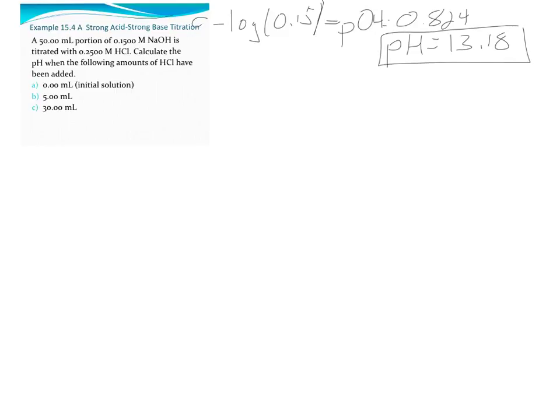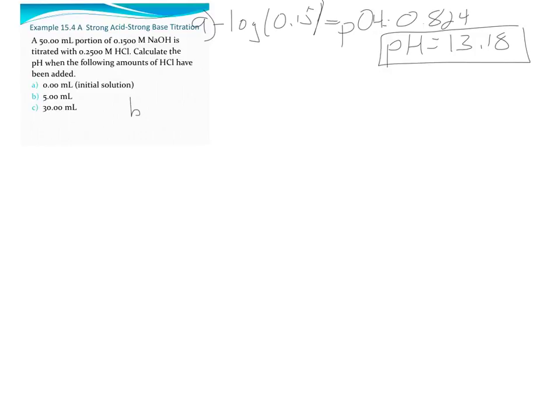Okay, so part A is actually pretty easy here. For strong acids and bases, we just take the concentration of whatever we have at the end. If we didn't add any acid, there's no volume change, so we don't really care about that 50 milliliters. We just take the negative log of the 0.15 molarity. Part B, now we have some volume changes.